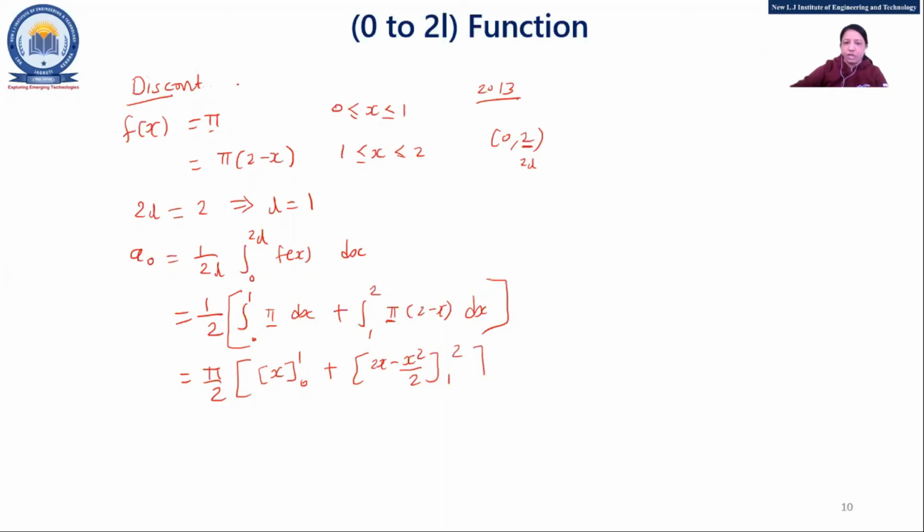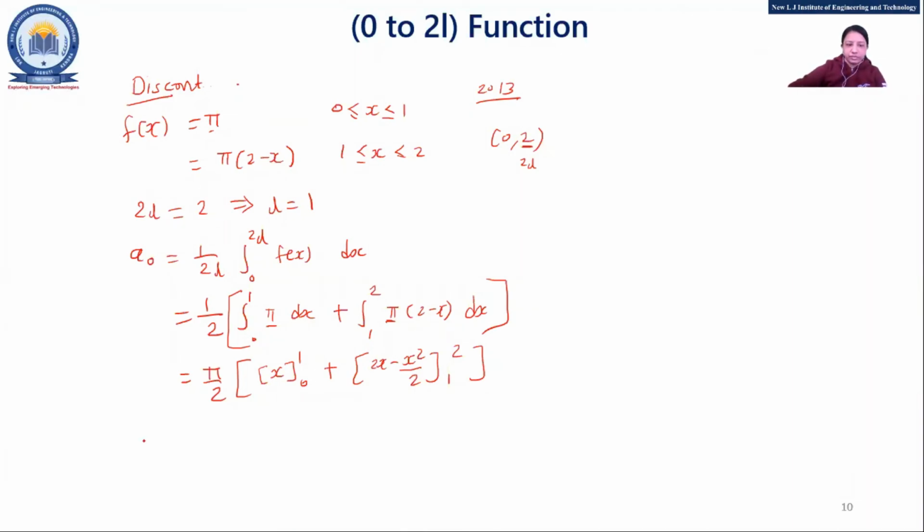Just solve it and tell me the answer quickly. If the sum is remaining in this lecture, you need to complete it by yourself. We will verify the answer in the next lecture. So just note down this sum: f(x) equal to pi and pi into (2 minus x). Quickly answer, this is very simple.